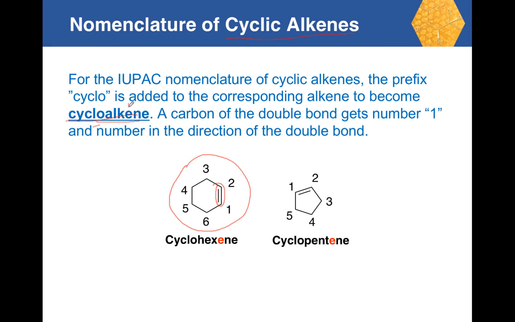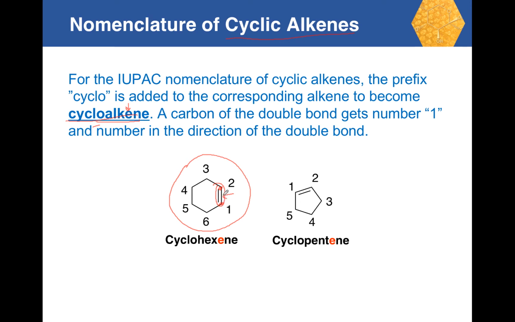Notice again, cycloalkene. How do we name it? Well, we identify the double bond. Here's a double bond. One of these carbons will be number 1. Notice one of these carbons will be number 1, because a ring, of course, has no start or no end.